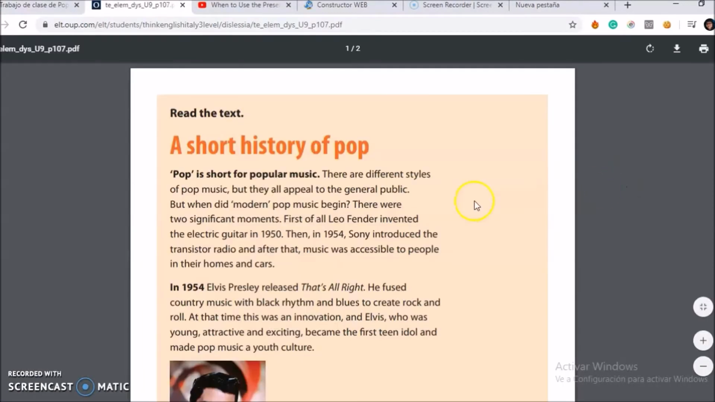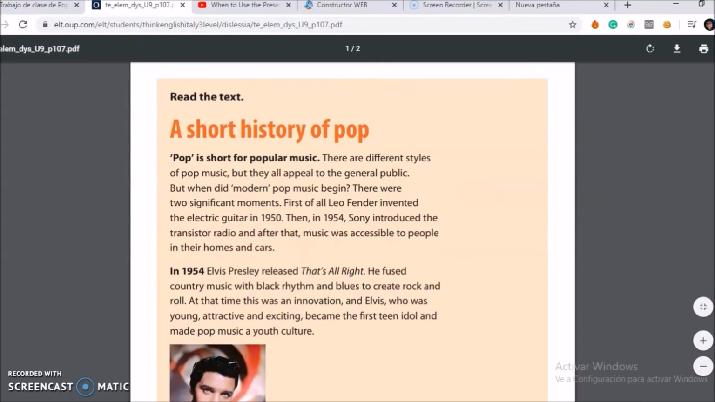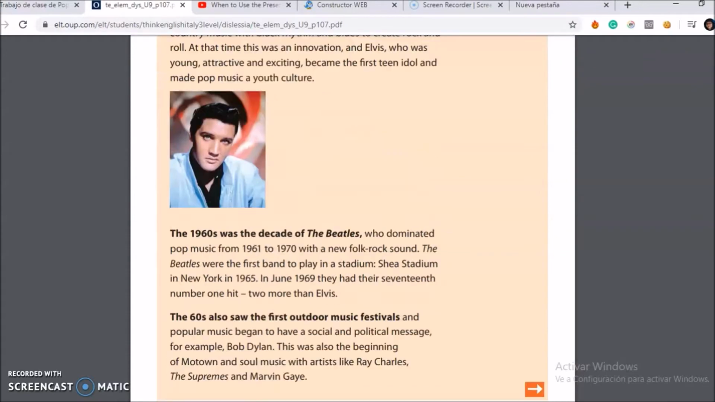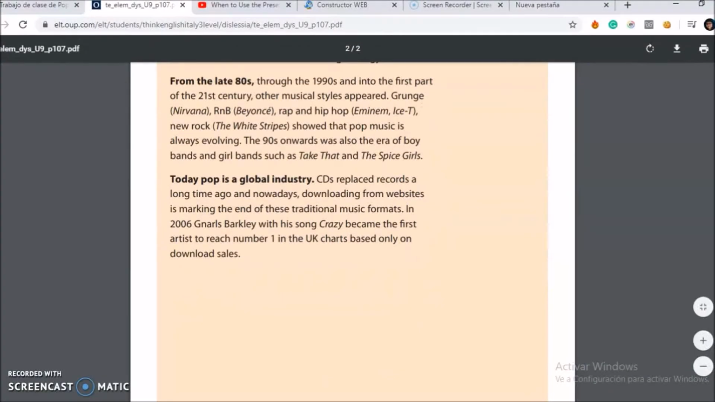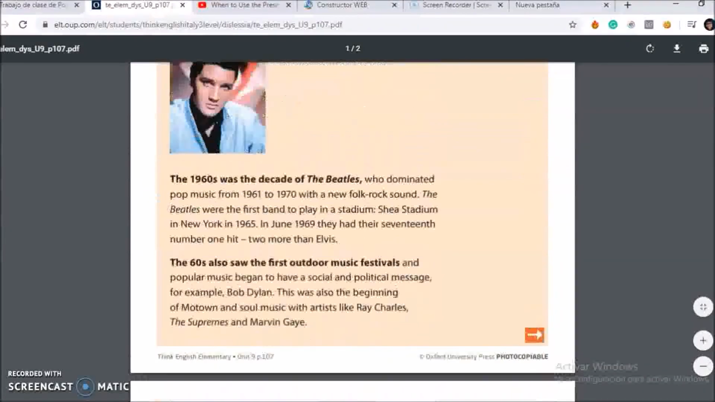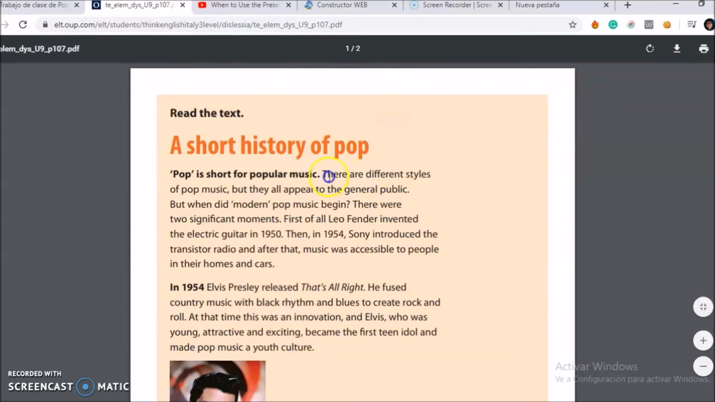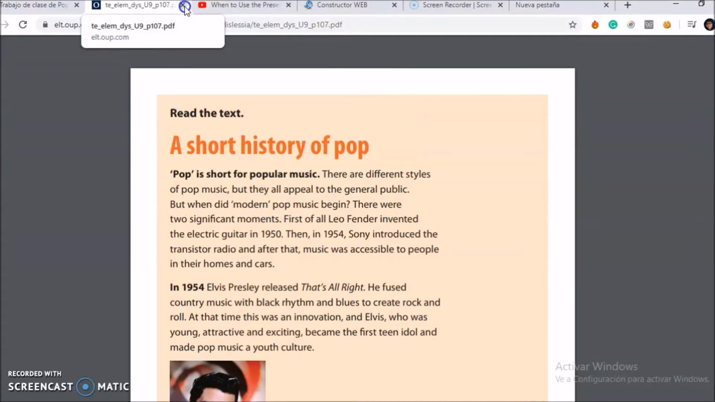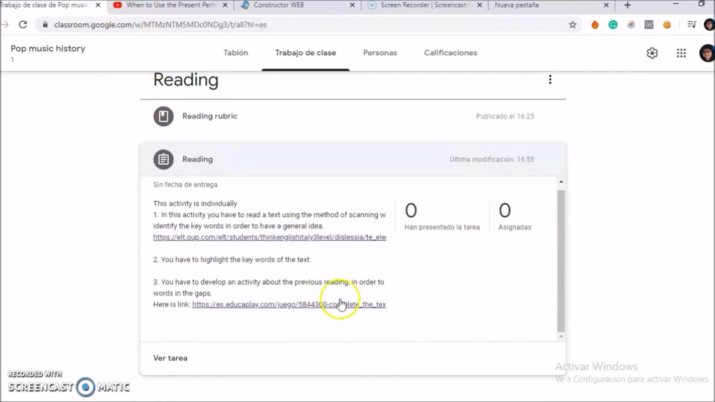So this is the reading. This reading is from the University of Oxford. It tells about the history of pop. It's very interesting, that reading.